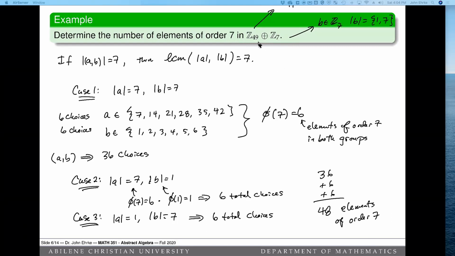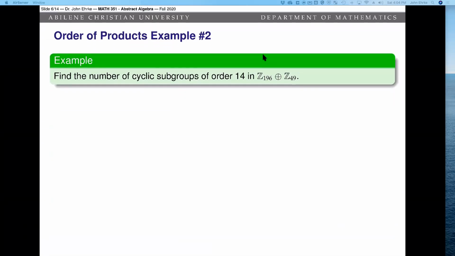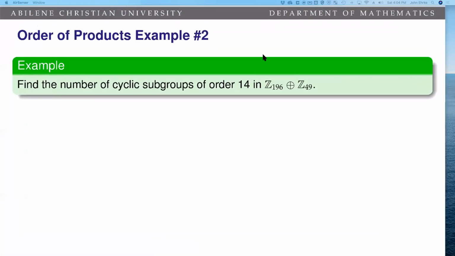Now, clearly, we don't want to brute force this by listing out every single element and figuring out which ones have order 7, which is the reason we're talking about this in the first place. There are ways of doing this without listing out all of the elements. Let's take a look at another very similar problem. This one will be slightly more complicated.